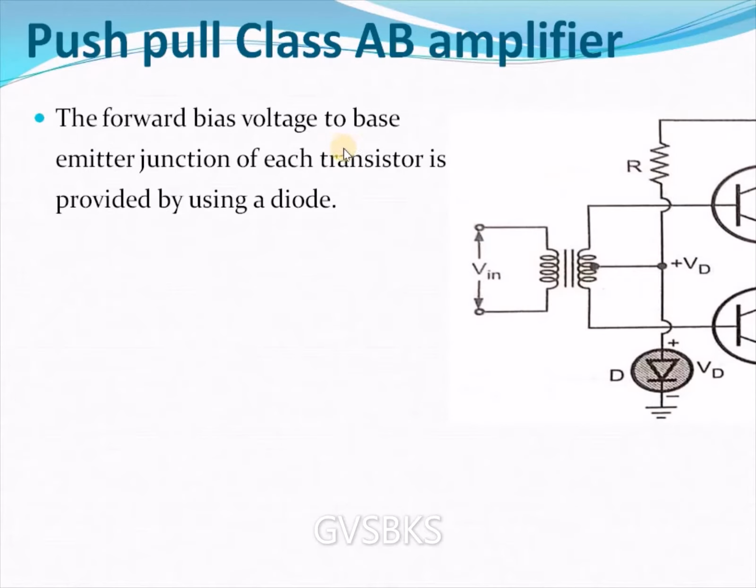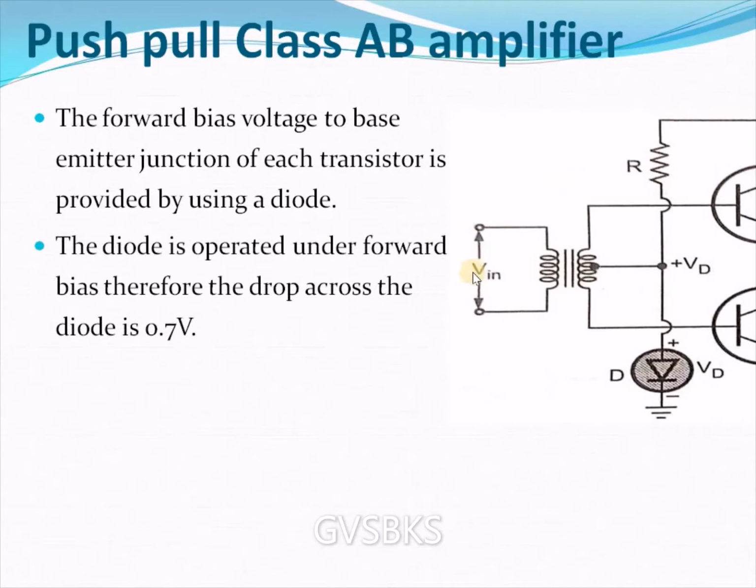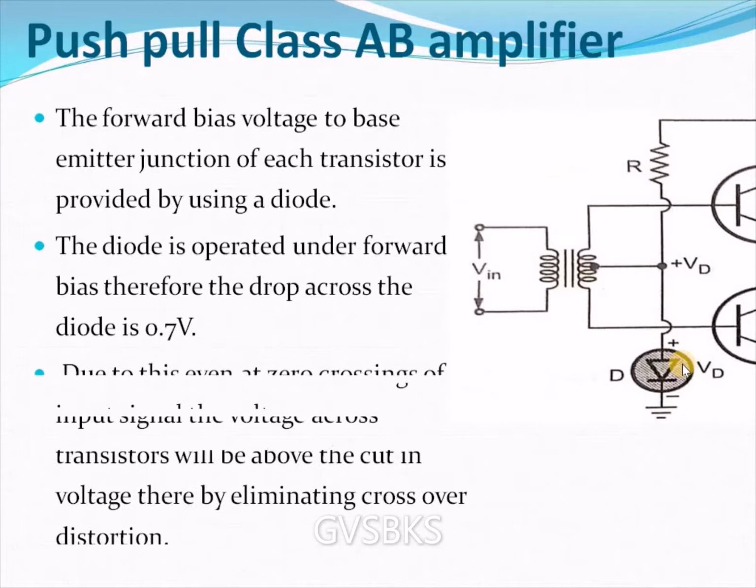The forward bias voltage to the base emitter junction of each transistor is provided by using a diode, as I told already. So this forward bias voltage of 0.7 volts is given to the base terminals of both transistors. The diode is operated under forward bias, therefore the drop across the diode is 0.7 volts, because we are assuming the diode is a silicon type of diode.